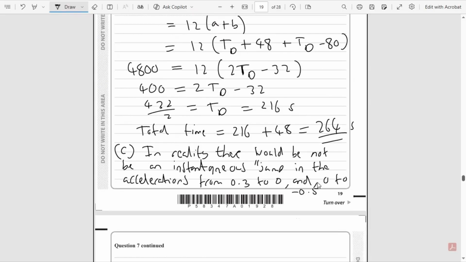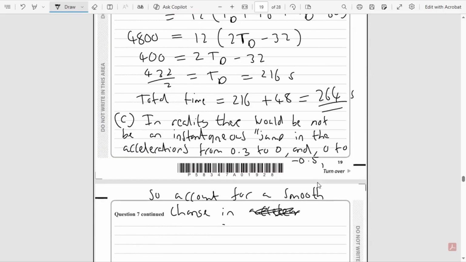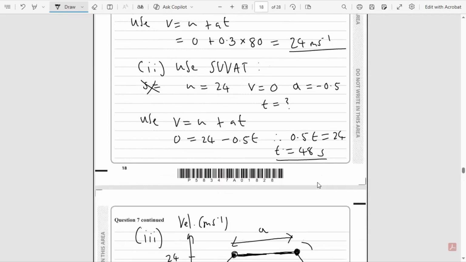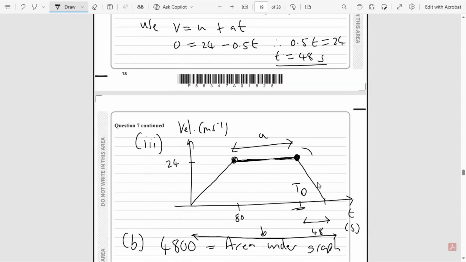So I'm going to say account for a smooth change in acceleration instead. So really, in reality, you would expect this curve that we've drawn, sorry, I've not spelled acceleration correctly there, you would expect the curve that we've drawn to be a smooth curve at these two transition points, rather than a solid jolt of acceleration or a solid jolt of the gradient.